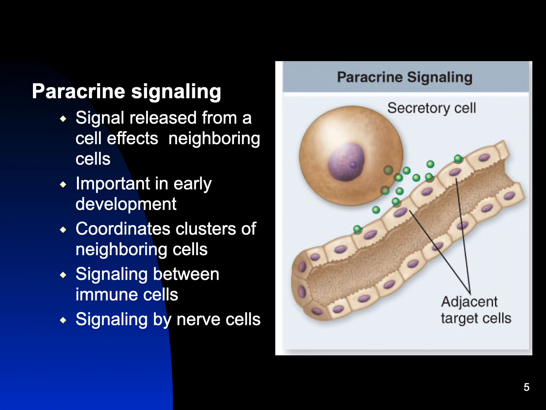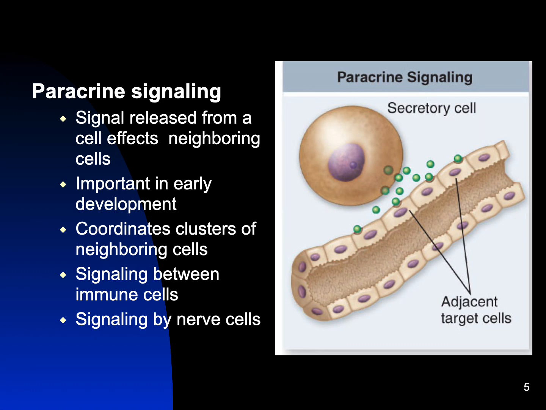Paracrine signaling is signaling from nearby cells. So the ligand is released from cells and is going to interact with nearby cells. Again, it's important in early development, and it allows tissues that are nearby, clusters of nearby cells, to coordinate their activity. We see this in inflammation, which is a coordination of activity by immune cells.